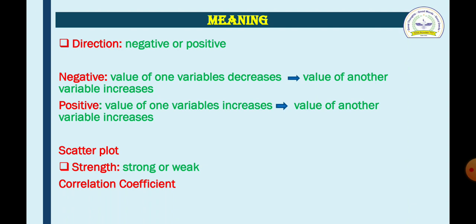Whether the two variables are strongly associated with each other or weakly associated, whether this relationship is strong or weak between two variables, that can be identified with the help of the correlation coefficient. So, the correlation coefficient gives us the direction and intensity of the association between two variables.